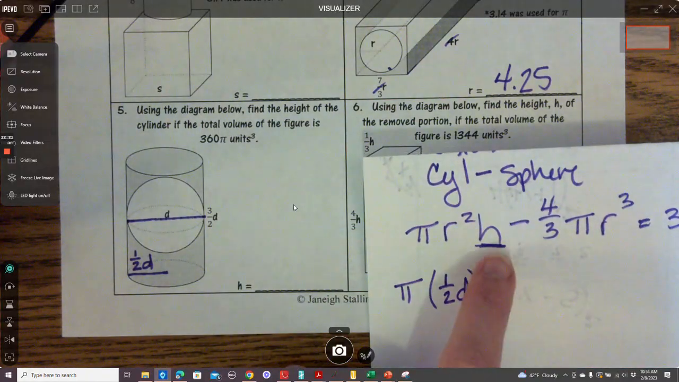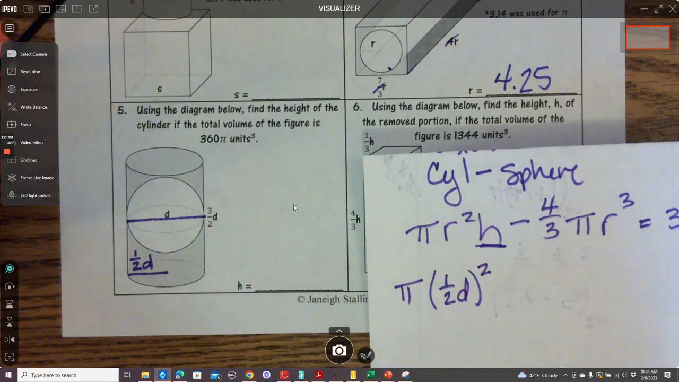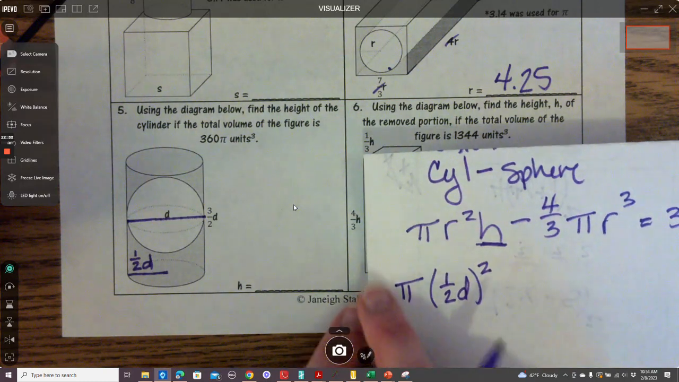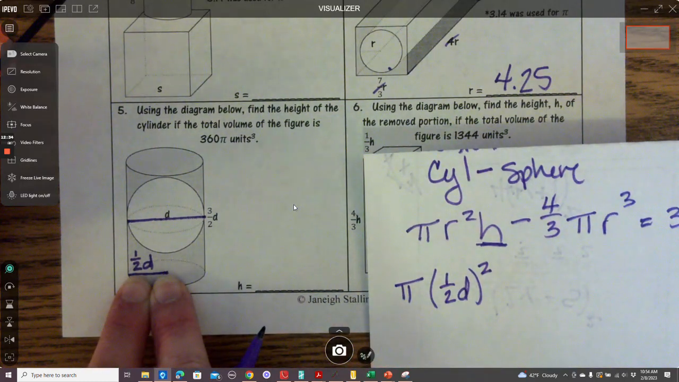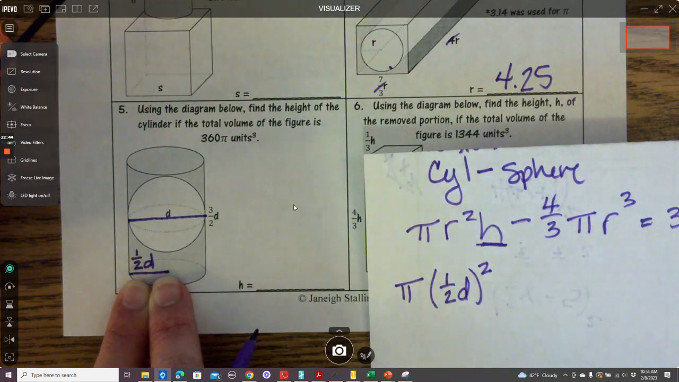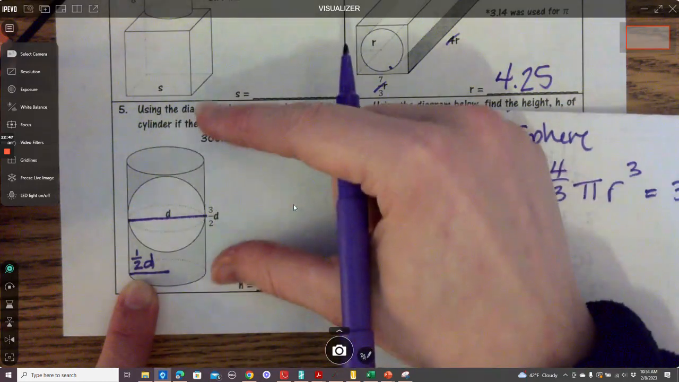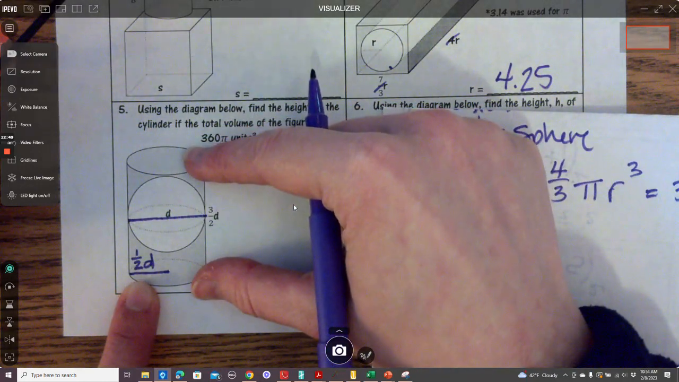What's the height of the cylinder? When I divided the 3/2 by 2... No, that is the height. Radius and height are not the same. This is the radius, because the radius is always on the circular part of the shape. Find the circle, and the line going halfway across the circle is your radius. From base to base is always your height.